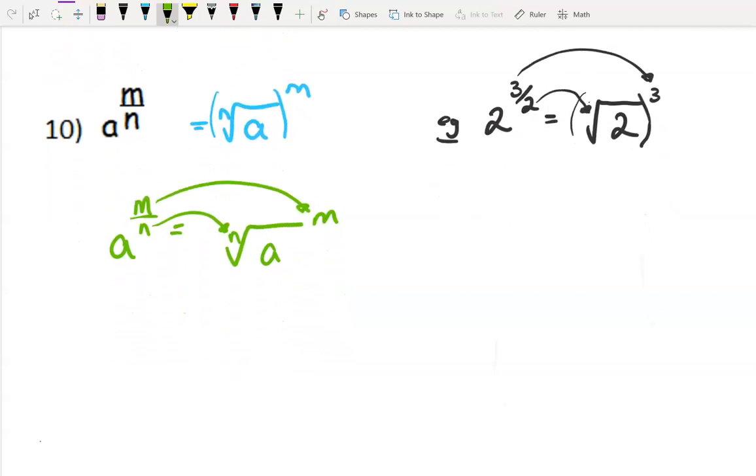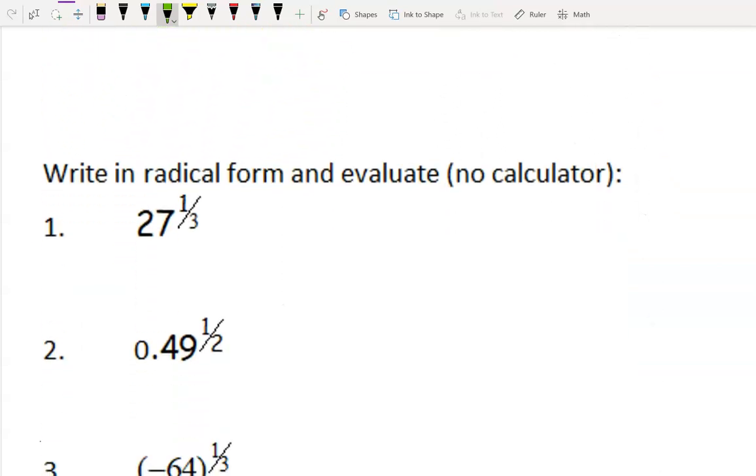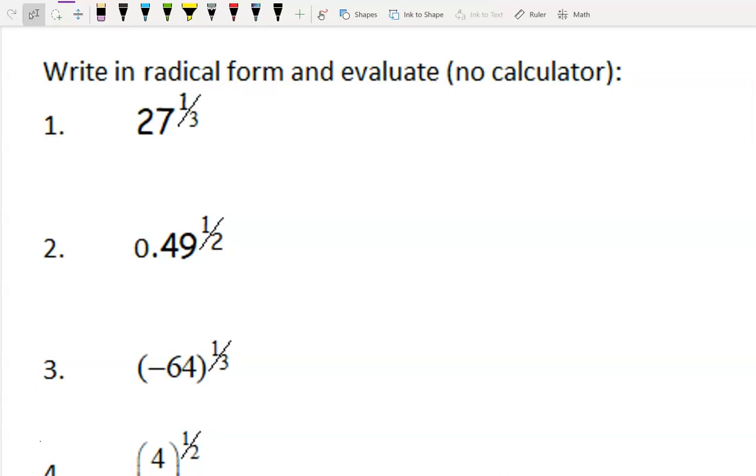So let's try a few questions with that in the picture. It says write in radical form. Well, what form is this? This is exponential form. The powers are exponents. We're supposed to write it as a radical and then evaluate. Notice, no calculator.